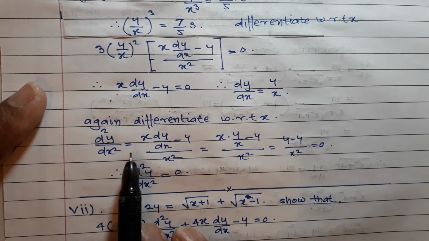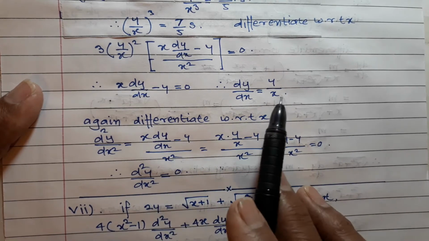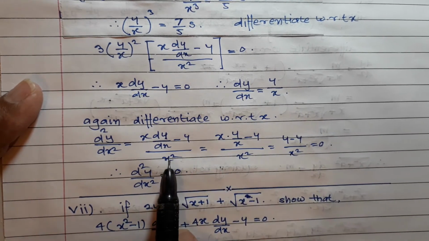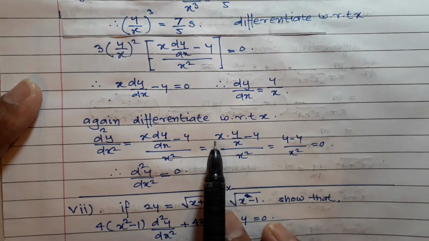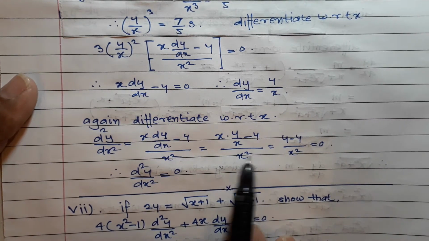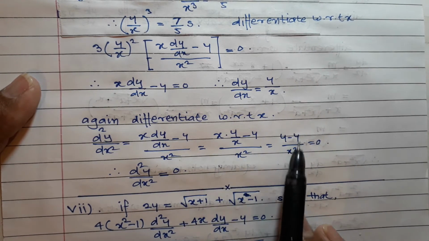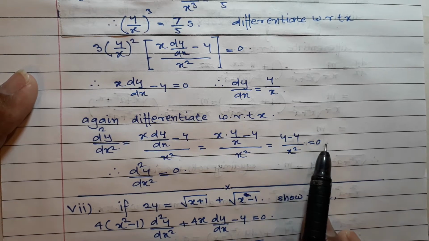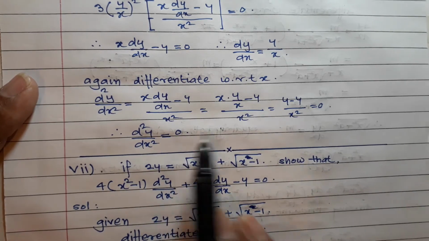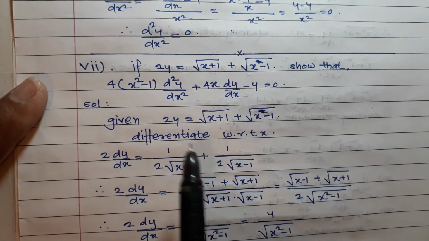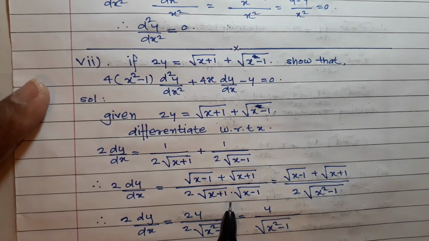d square y dx square is equal to x dy dx minus y. Here you use u upon v, upon x square is equal to x dy dx minus y times 1 upon x square. Simplify this, x gets cancelled, y minus y is equal to 0. So 0 upon x square is equal to 0, and hence d square y dx square is equal to 0. Now all these examples are very important. Go through this lecture again and again so that you understand.